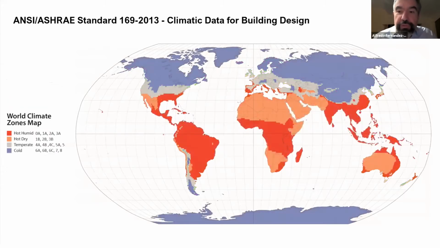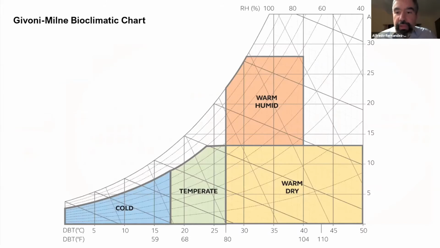And for convenience, we have grouped the ANSI ASHRAE Standard 169 in 4 different categories: hot humid, hot dry, temperate, and cold climates. Here, using the bioclimatic chart as a reference, we can see the approximate range of conditions of our 4 climate zones, the ones that we've just defined.